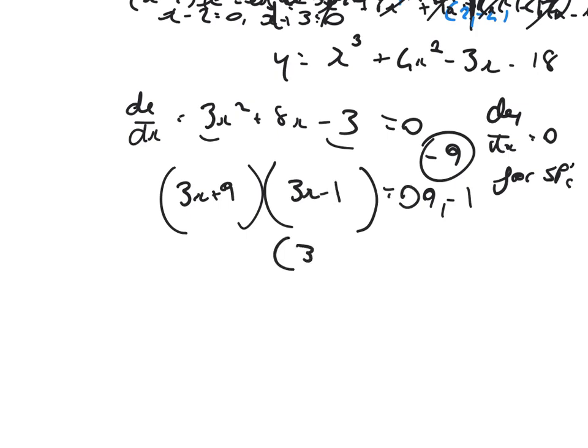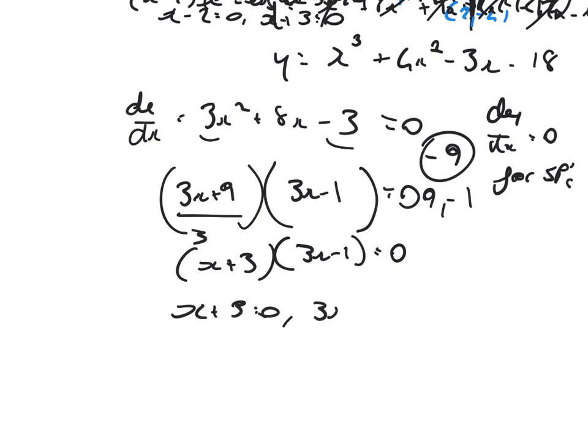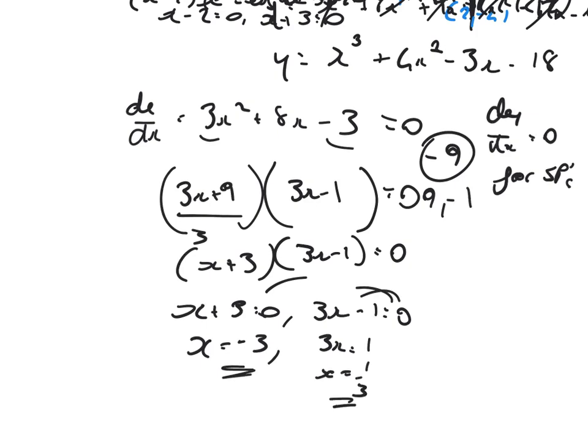The second bracket cannot be factorised further, but I can take out a common factor of 3 here, so that will be x plus 3. x plus 3 is equal to 0, 3x minus 1 is equal to 0. x equals minus 3, 3x is equal to 1, x equals 1/3. So my stationary points occur at x equals 1/3 and x equals minus 3.